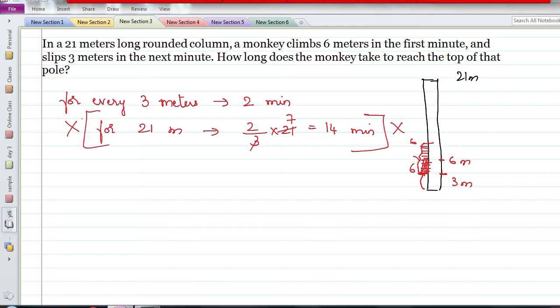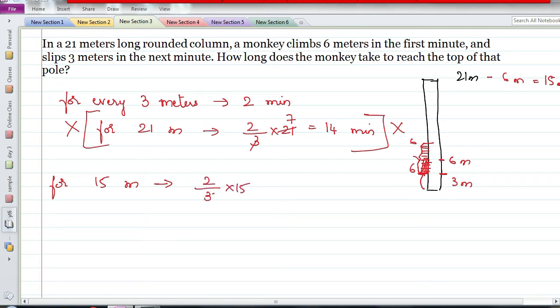This is not the answer because, see, every 2 minutes 3 meters it will climb. Okay, so always in such questions ignore the last 6 meters. Totally you have 21 meters, right? Ignore the last 6 meters. I'll tell you why. So if you ignore the last 6 meters, you will get 15 meters, right? Count for 15 meters how much time will be required. For climbing 15 meters, it will require 2 by 3 into 15, which is 10 minutes. Okay, so this is 15 meters.